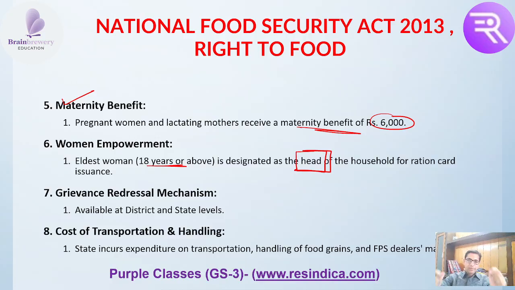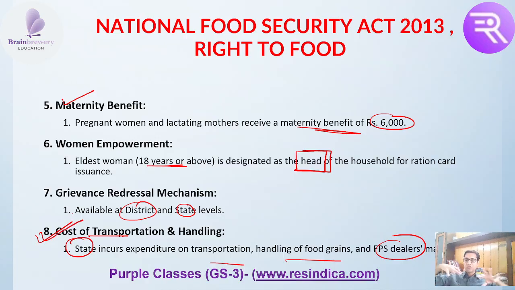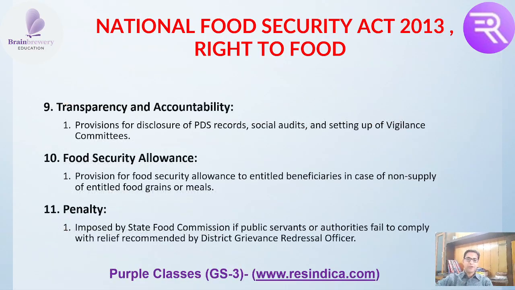So the ration card will be issued in her name, and there is a grievance redressal at district and state level. And the state bears the transportation, handling of food grain and fair price shop dealer margin costs. So there's nothing to explain here, it is just like that. These are the facts. I just wanted to tell you, if a question comes on the National Food Security Act, you should know what points you want to discuss. So these are points 8, 9, 10, 11 under that.